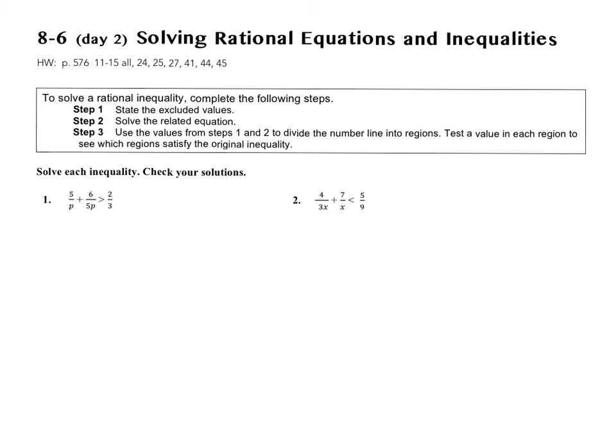For day 2 of this lesson, we're solving rational inequalities. The steps are shown at the top. First thing you're going to do is state the excluded values. An excluded value is any value that makes the denominator equal 0.